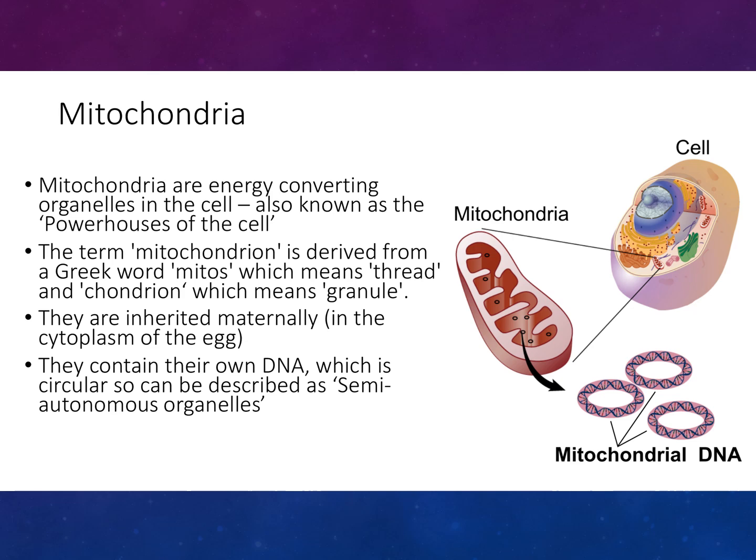So let's look at mitochondria now. Mitochondria are energy-converting organelles in the cell, also known as the powerhouses of the cell. The term mitochondrion is derived from the Greek words mitos, which means thread, and chondrion, which means granule. They are inherited maternally in the cytoplasm of the egg. They contain their own DNA, which is circular, so they can be described as semi-autonomous organelles.